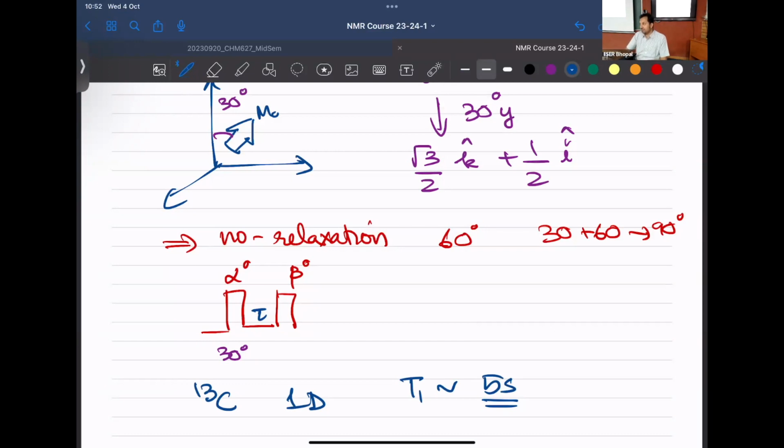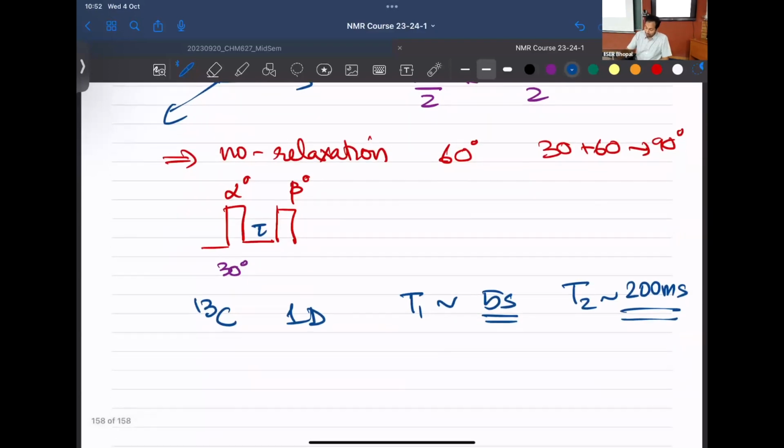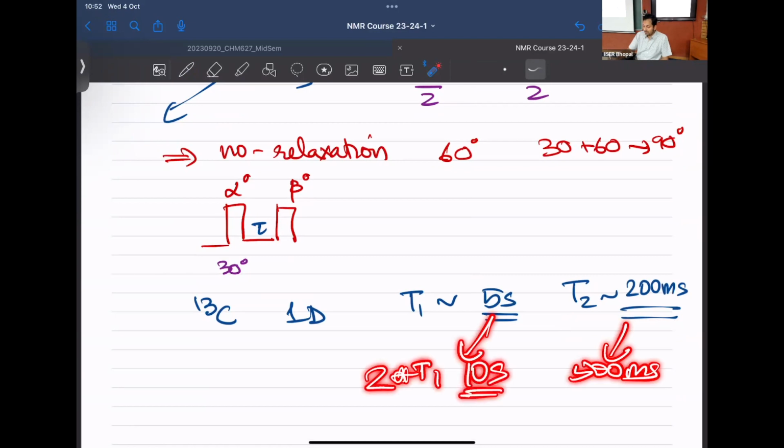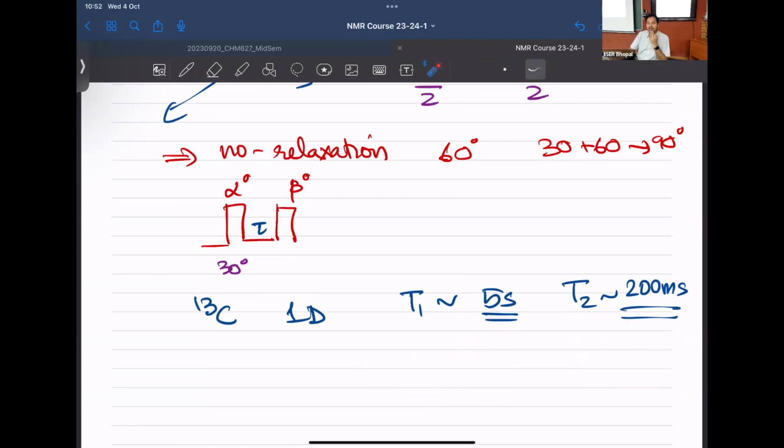Let's say T2 will also be long. No, actually T2 will be quite short. Let's say 200 milliseconds. There are examples of spins which will have a super long T1 and very short T2. Quadrupolar nuclei are classic examples of something like this. So therefore, what is going to happen? You will hardly acquire, say, for 500 milliseconds. Now, even if you want to wait for 2 T1, you have to wait for 10 seconds. You see that you're wasting so much time waiting.